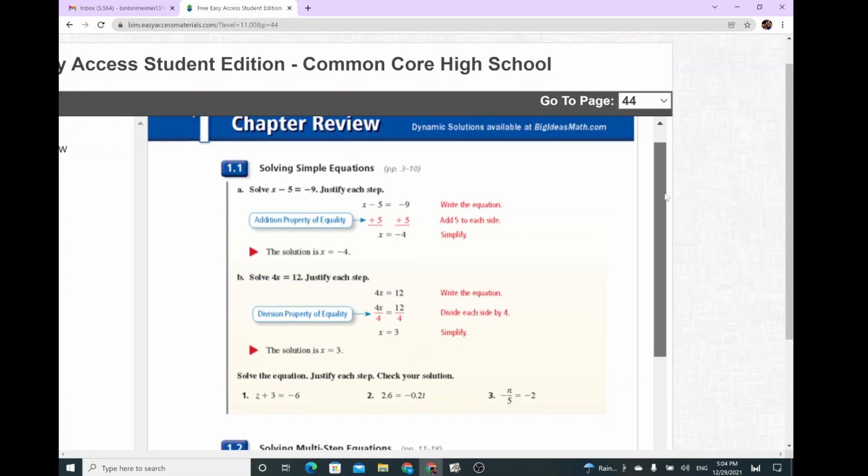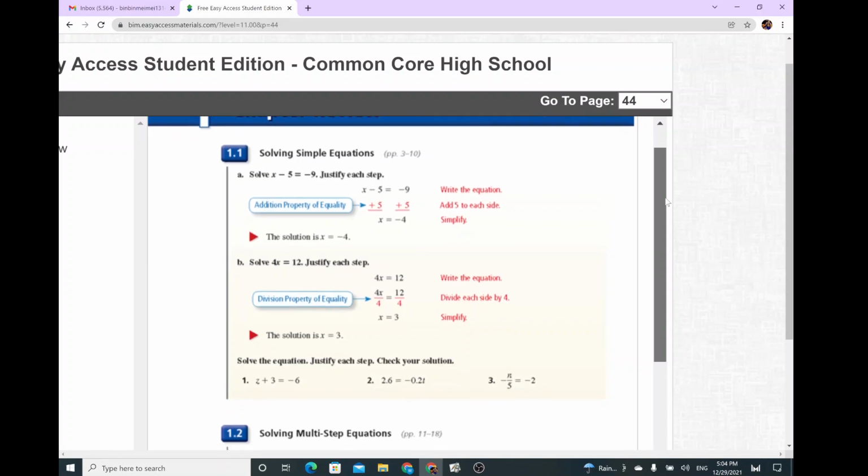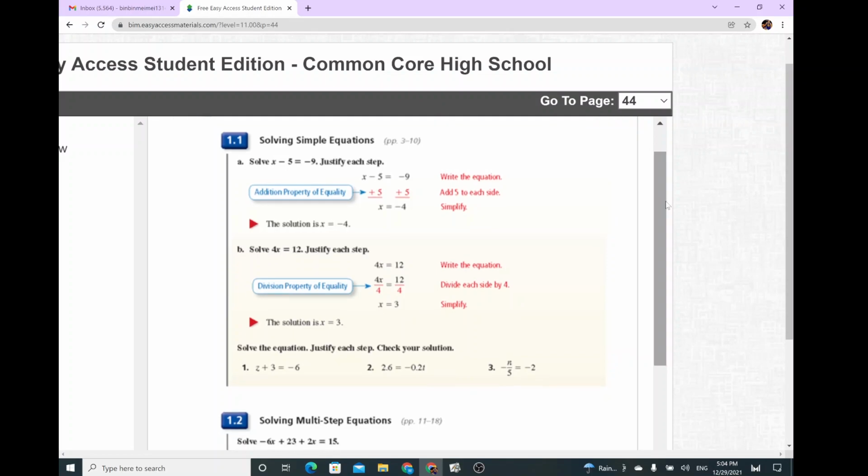So chapter 1 for Algebra 1 is all about solving equations. It's all about solving linear equations, not the systems yet, just linear equations. Linear means the highest power of the variable is always 1. So here are some sample problems.